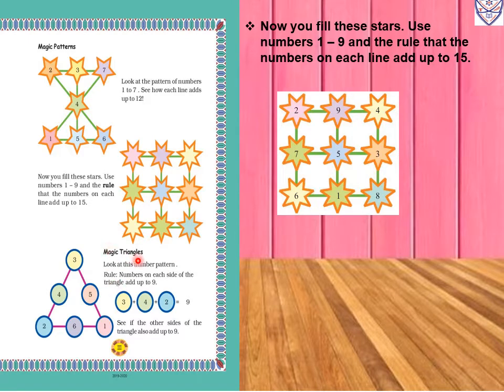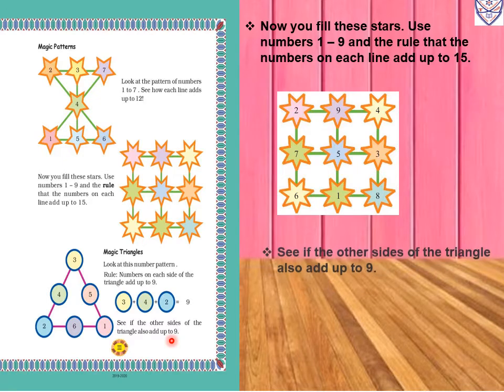Now magic triangles. Look at this number pattern rule. Numbers on each side of the triangle add up to 9. Same way, in a triangle they have put numbers. So we will add these numbers in the line, we will get the addition of 9. So 3 plus 4 is 7, 7 plus 2 is 9. So see if the other sides of the triangle also add up to 9.